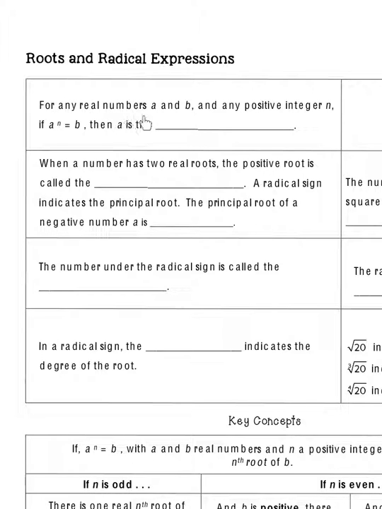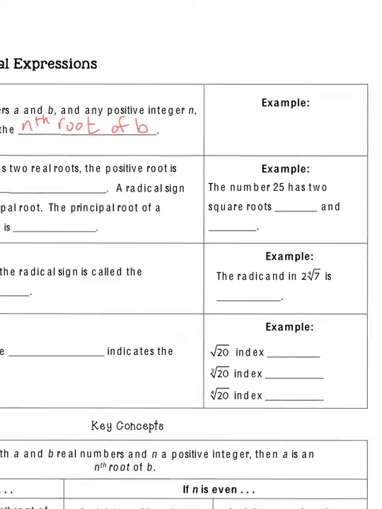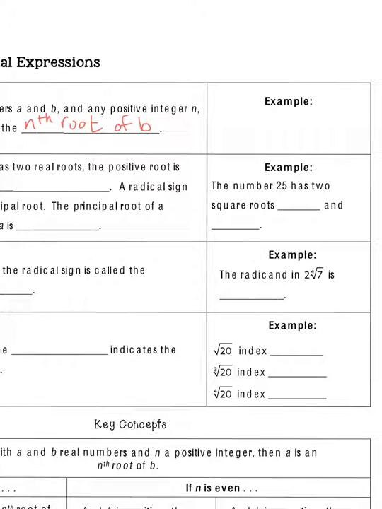So for any real numbers a and b, so we're looking at this expression here, and any positive integer n, if a to the n is equal to b, then a is the nth root of b. And so an example of this would be, let's give some real numbers to this.